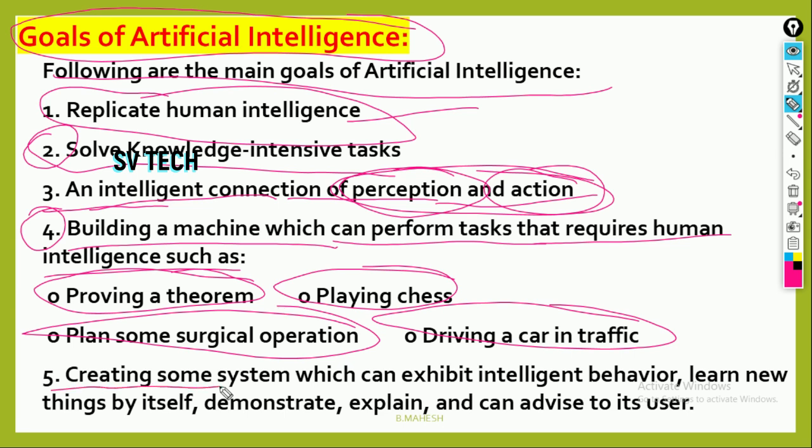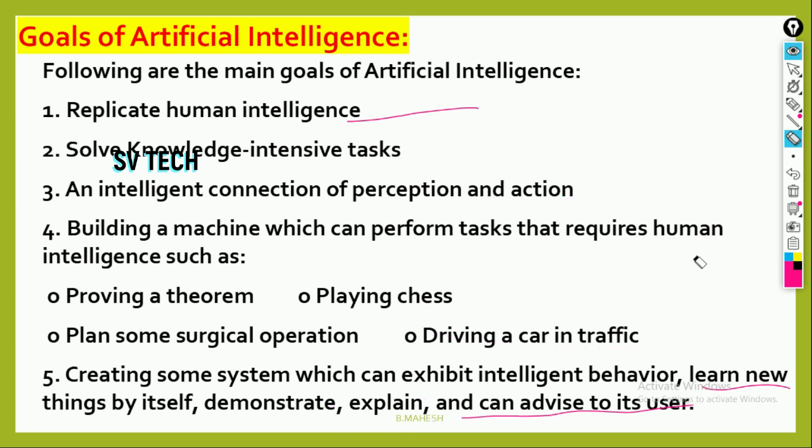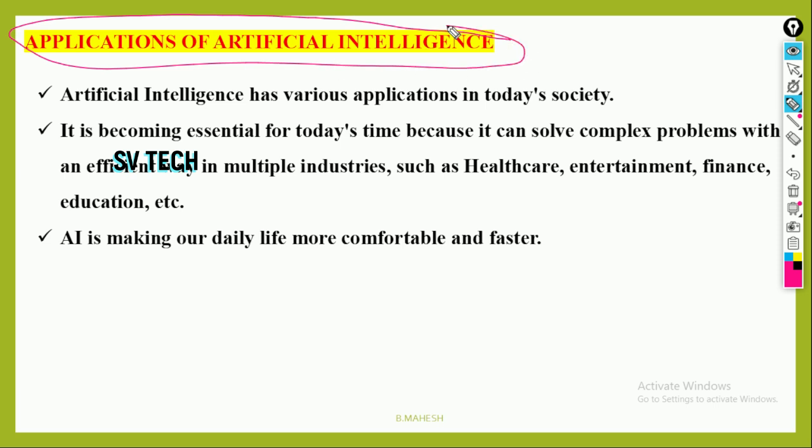Next, creating a system which can exhibit intelligent behavior, learn new things by itself, demonstrate and explain, and advise its user. These are the main goals of artificial intelligence in future. It has to think for itself, demonstrate the concept, explain the concept, and be able to give advice to others or human beings. So we have a few goals related to artificial intelligence, some already achieved and some to be achieved in future.